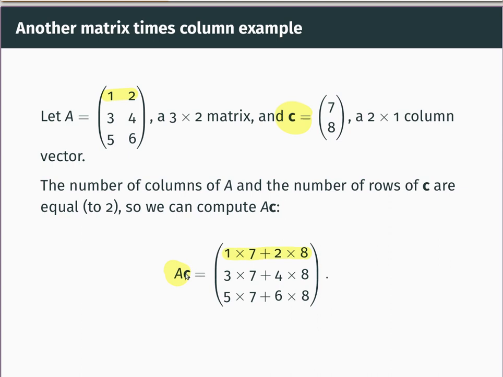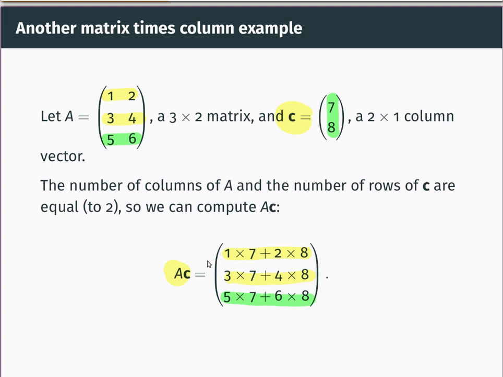The next row of A times C is obtained by multiplying the second row of A into C, so we get 3 times 7 plus 4 times 8, and that's the second row here. And finally, if we want to look at the third entry of A times C, then we multiply the third row of A into C, so we get 5 times 7 plus 6 times 8. That's too big for me to do in my head, but you get 5 times 7 plus 6 times 8 as the answer.